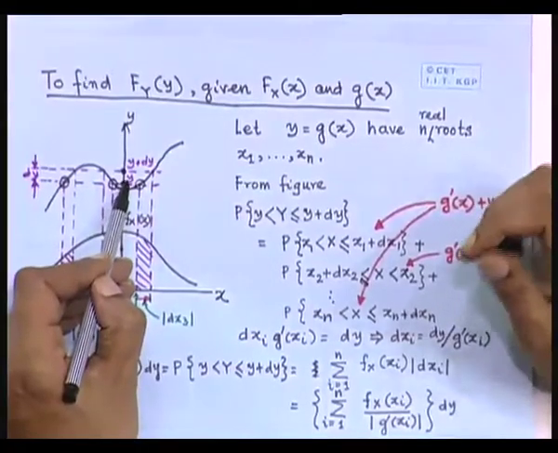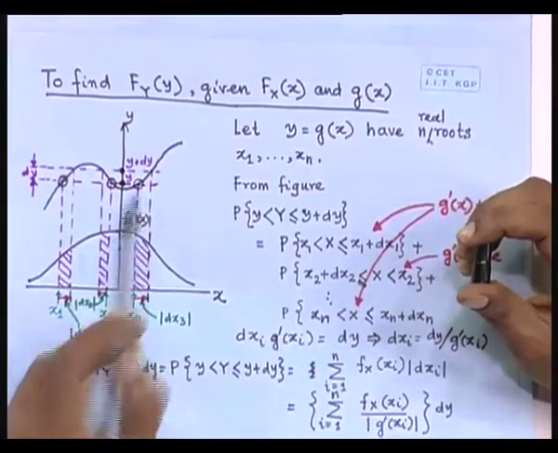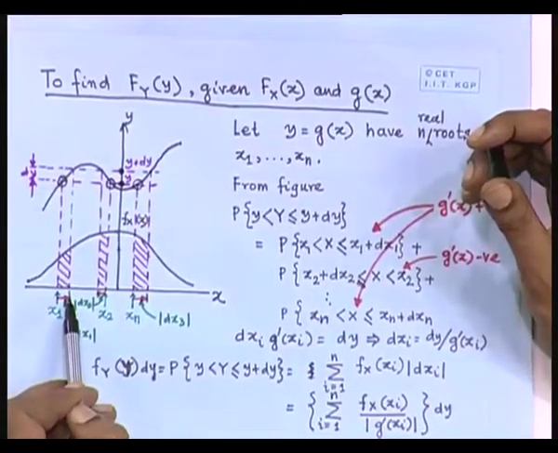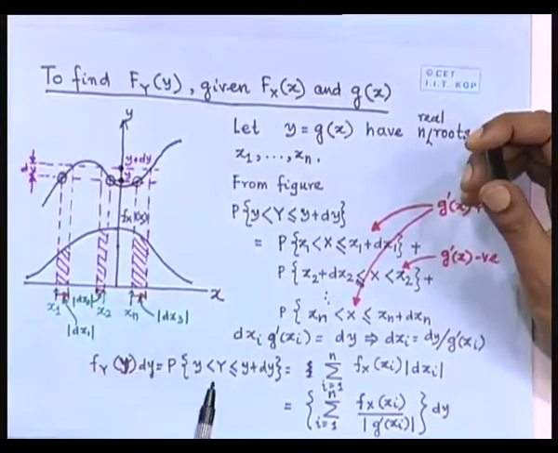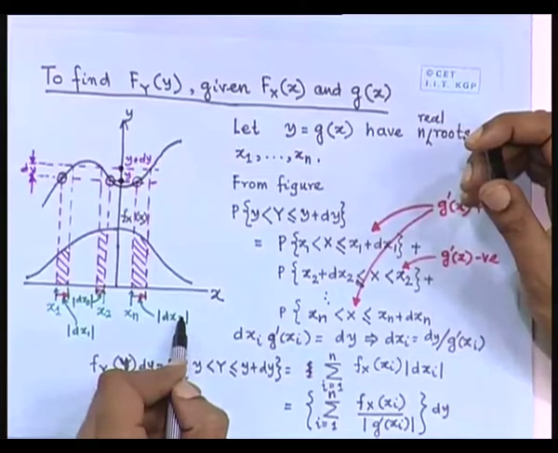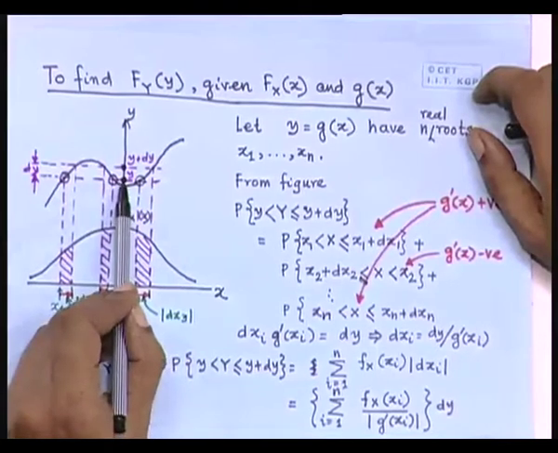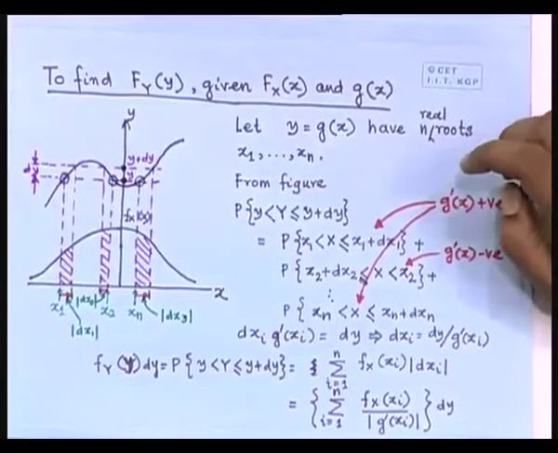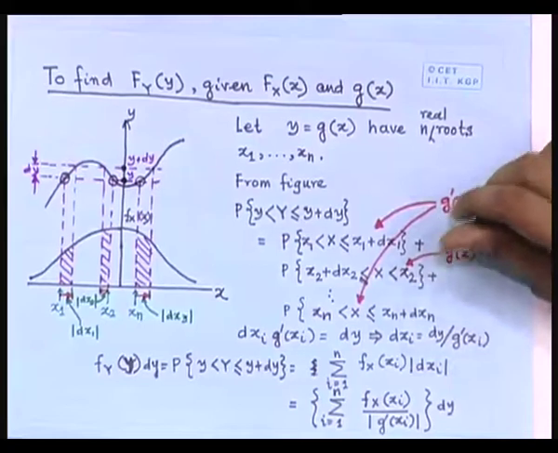Now that means if you change y to y plus dy, then all these points will now contribute to the probability. So there will be a change from x1 to x1 plus dx1, x2 to x2 plus dx2, and in general up to xn to xn plus dxn. In this case it is 3, here I have written n. So basically, what is the probability of y plus dy? It is these hatched areas, these pink hatched areas. That is the probability that y lies between y and y plus dy.